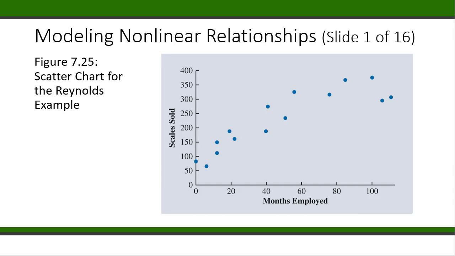So here we have data from the Reynolds file. Hopefully you'll open it up and practice as you're going along. They're a manufacturer of industrial scales and laboratory equipment, and they want to investigate the relationship between the length of employment of their salespeople and the number of electronic laboratory scales sold. If you look at this scatter chart, it looks like it might be some kind of curved relationship between the length of time and the number of units sold.